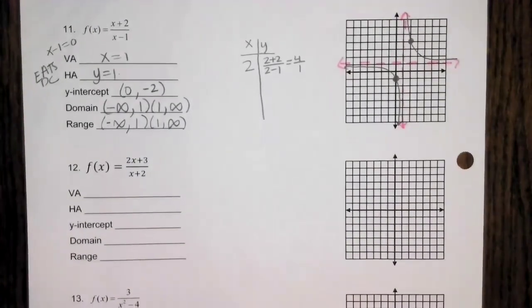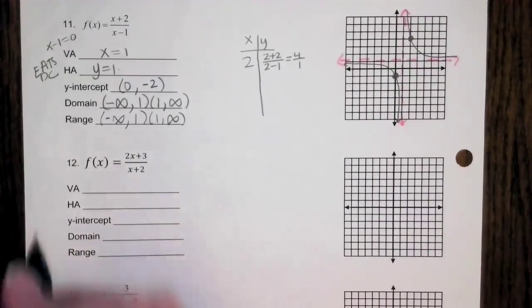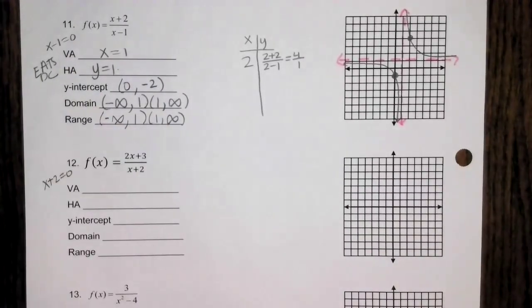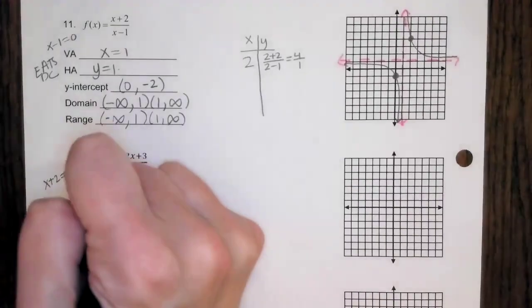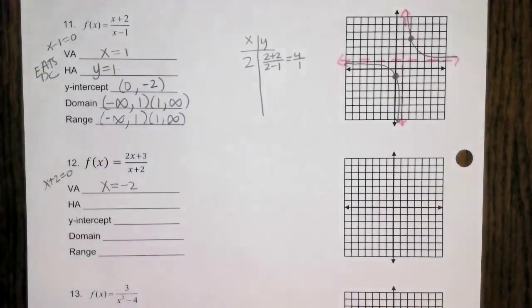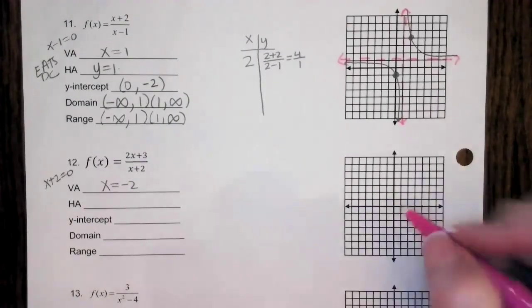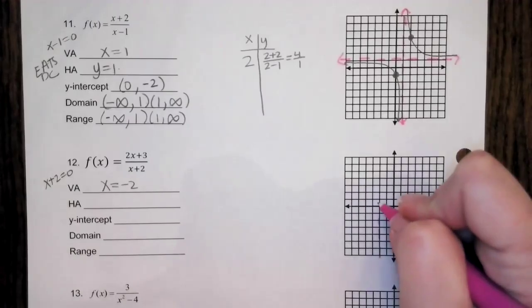All right. Our next example here, vertical asymptote, we set our denominator equal to 0, and then we solve. So I subtract 2, and I get x is equal to -2. There's my vertical asymptote, so I'm going to draw that in. X equals -2 is right here.